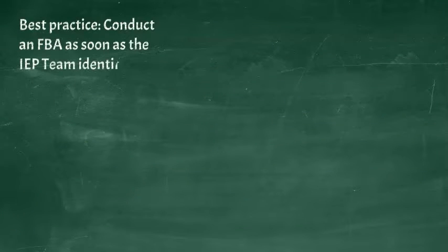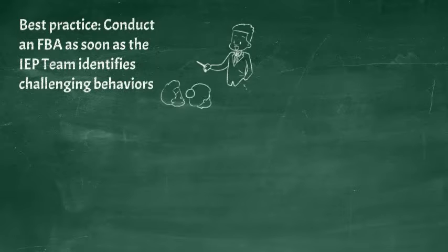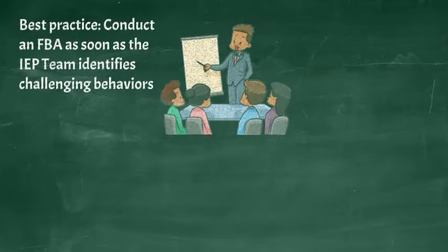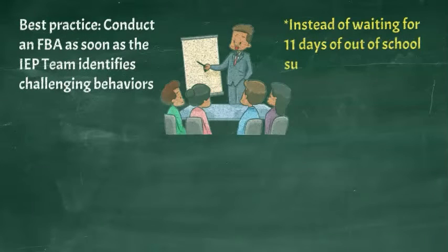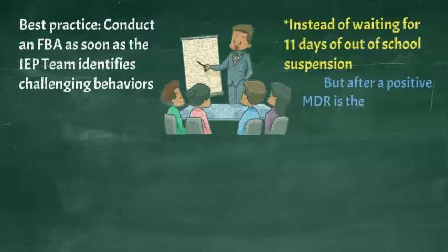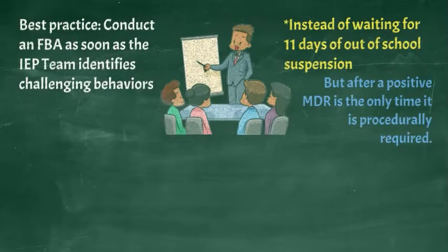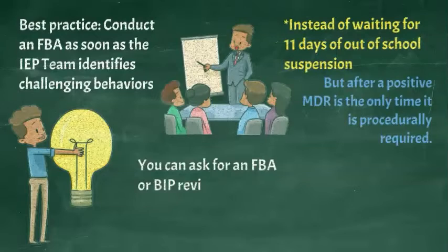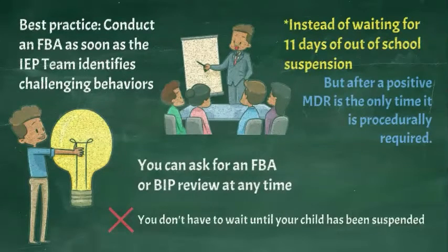Best practice is for the school to conduct an FBA and develop a BIP as soon as the IEP team identifies that there are challenging behaviors instead of waiting until the child has already accumulated 11 days of out-of-school suspension. But after a positive MDR is the only time it is procedurally required. You can ask that the school conduct an FBA at any time, as well as review and revise the student's BIP. You do not have to wait until your child has been suspended.